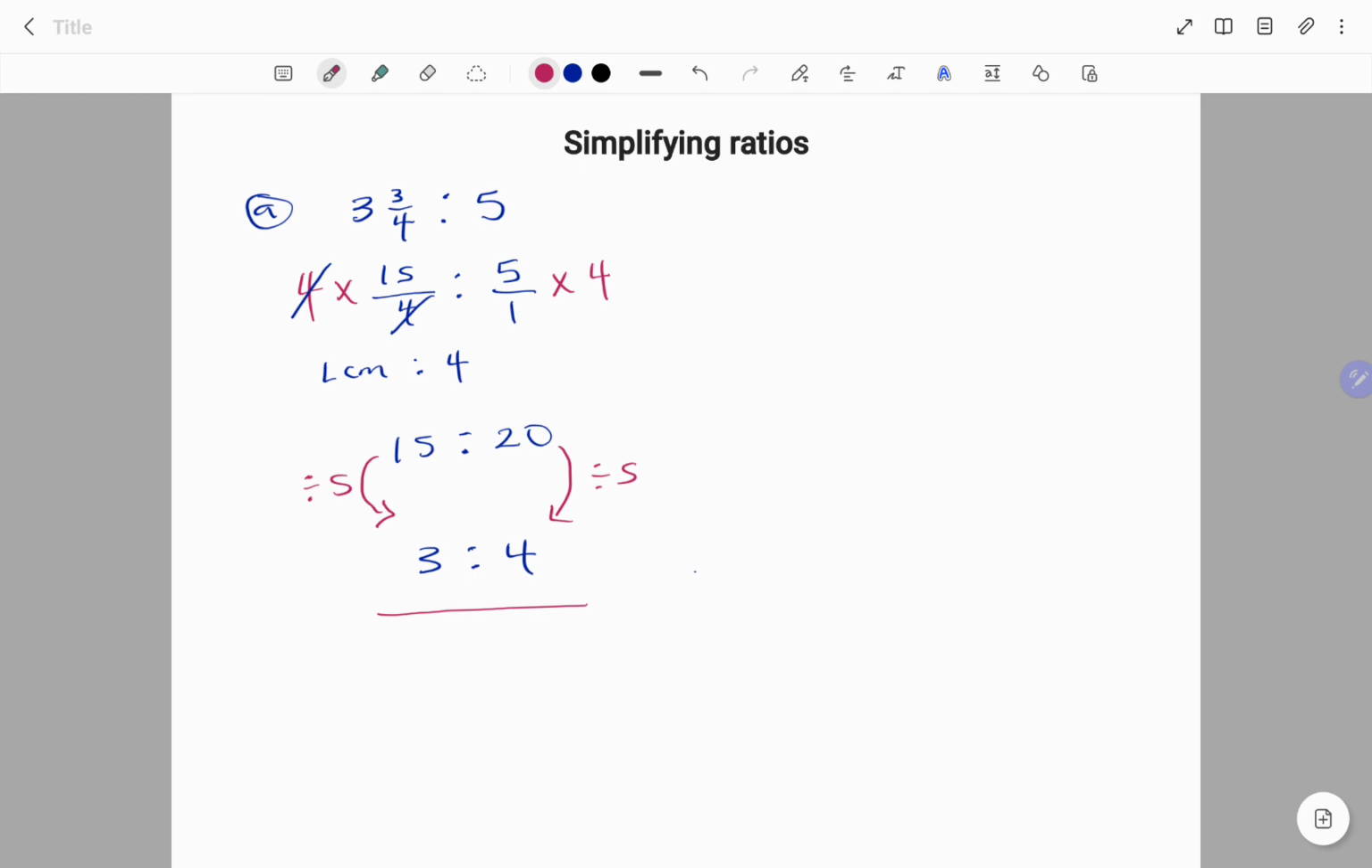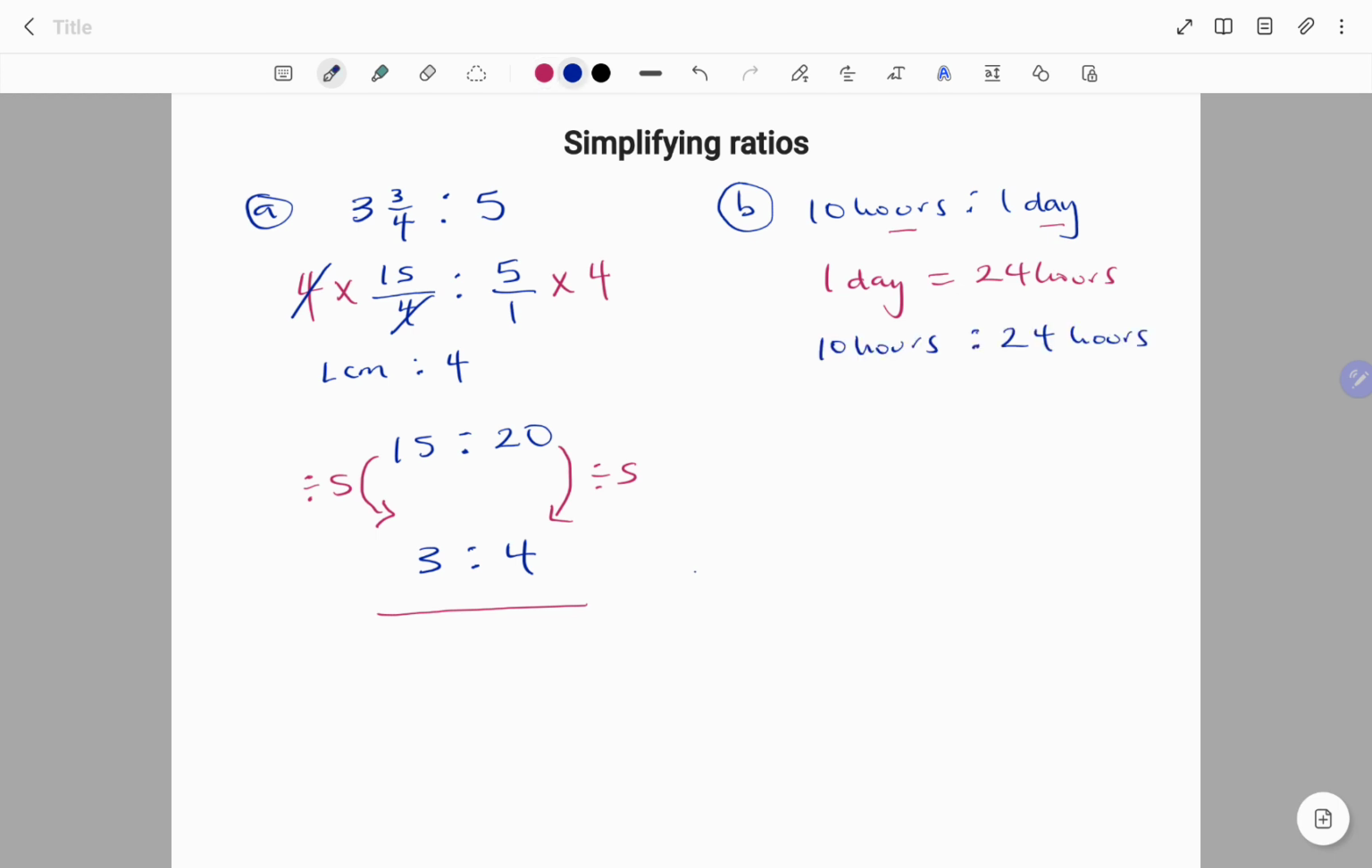Let's look at another example. In my second example, I have 10 hours to 1 day. If you check the units, we have hours and day, which are different. Before you start simplifying your ratio, you must make sure that the units are the same. We know that in 1 day, we have 24 hours. So we are going to change the 1 day to 24 hours.